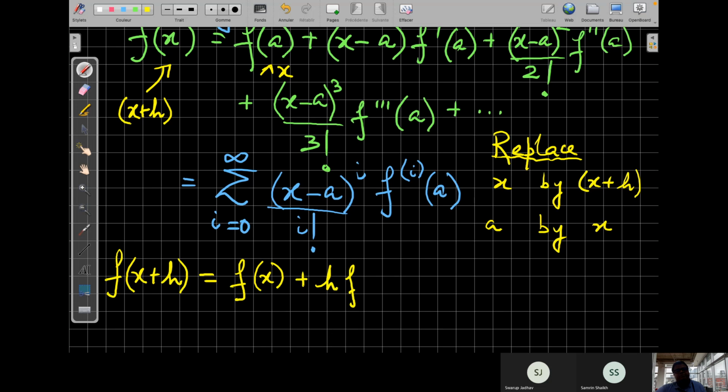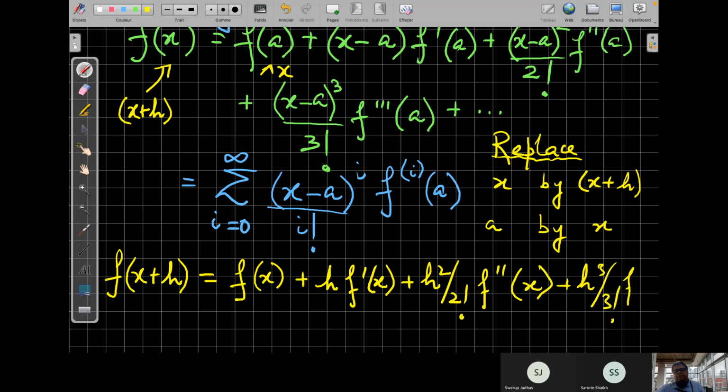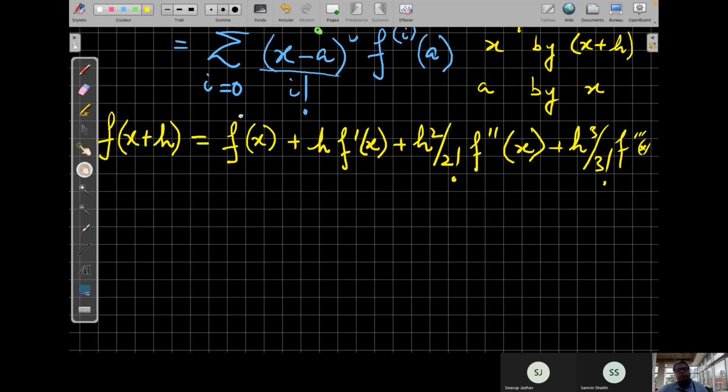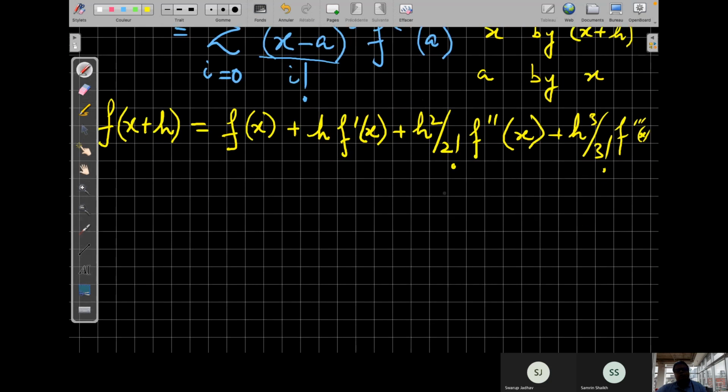And so h into f prime of x, and we'll have h square by 2 factorial into f double prime of x, and then we'll have h cube divided by 3 factorial, f triple prime of x. It will be like this, correct? So I have just written an alternative format of the Taylor series, and this of course goes up to infinity. So this is ad infinitum, right?